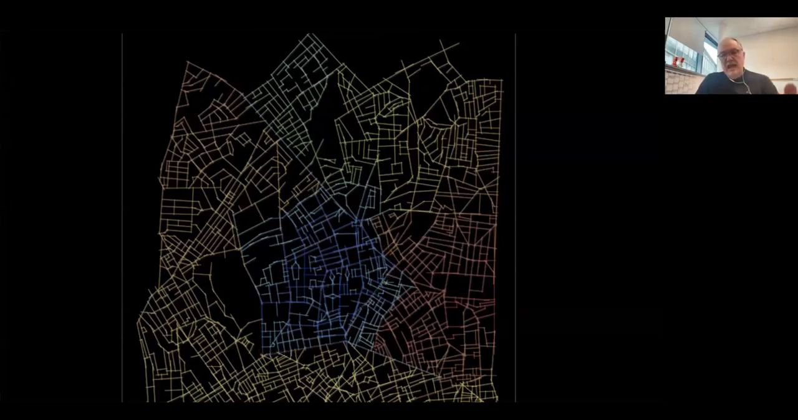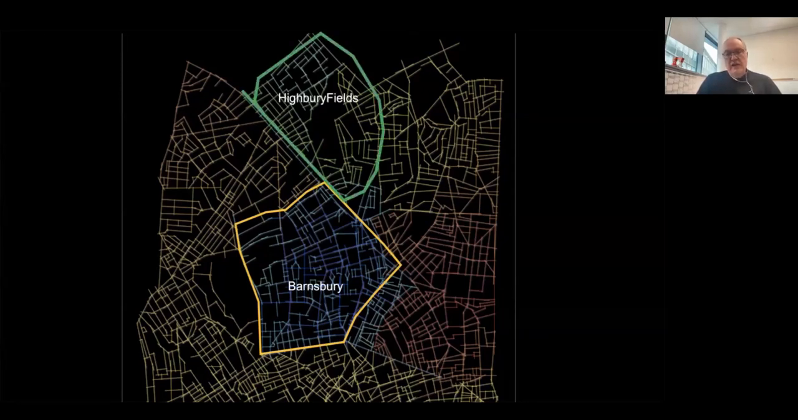And the colors here are the intelligibility. So take one of those axial lines, find everything within radius 3, work out the intelligibility, and apply that as a number back to the axial line. And it's like, oh, that's Barnsbury. Oh, that's Highbury Fields. Oh, that's Islington. That's Clerkenwell. So what seems to be happening is regions of constant intelligibility seem to be predicting neighbourhoods. And that was a complete surprise. No one was expecting that.